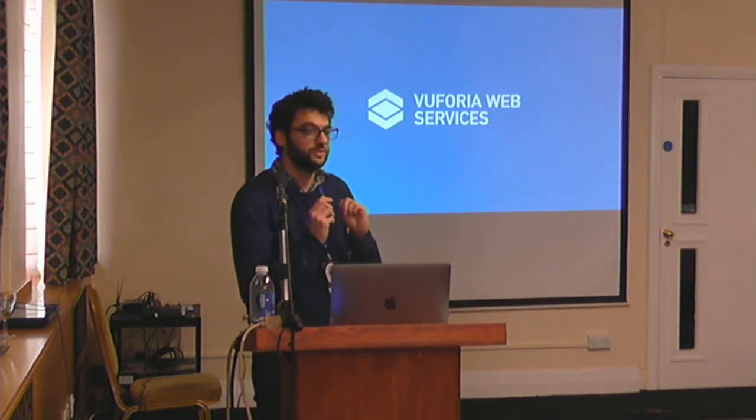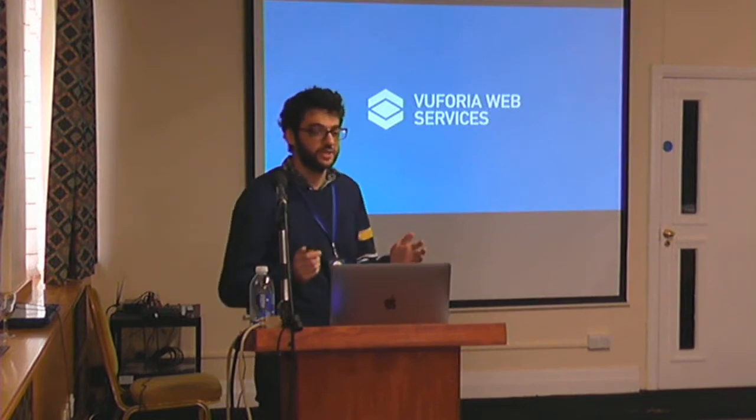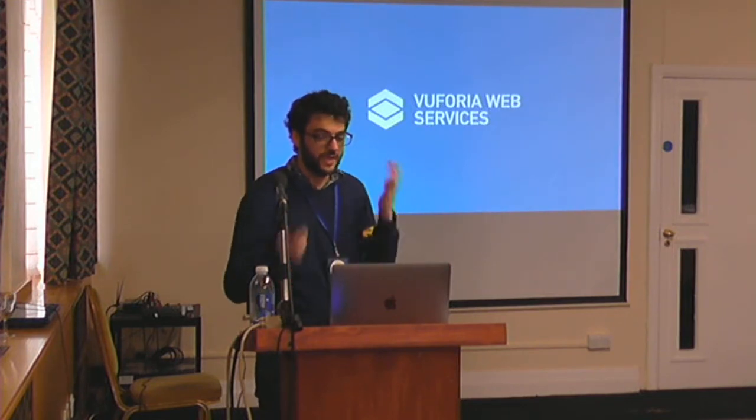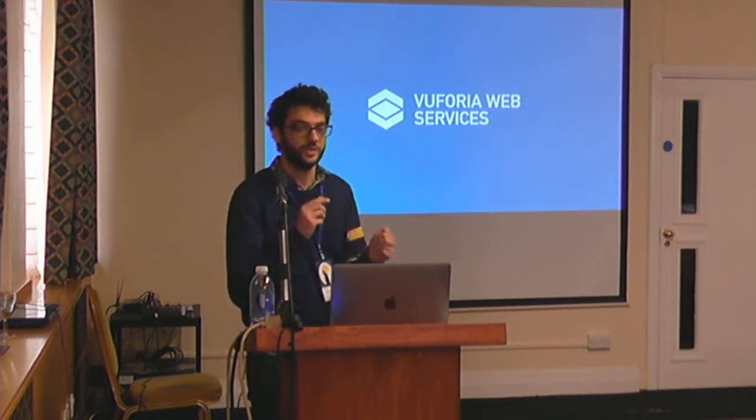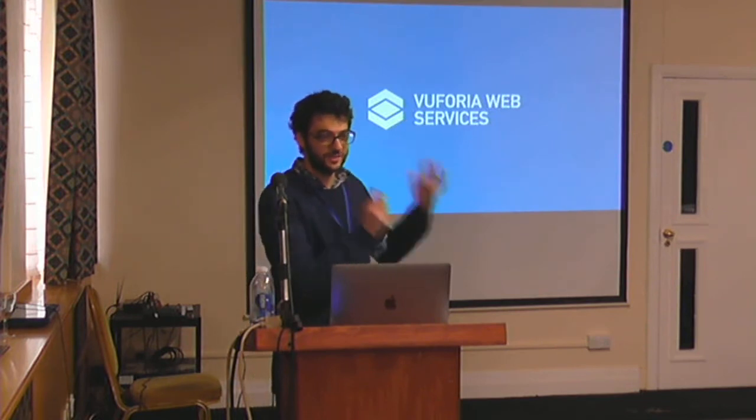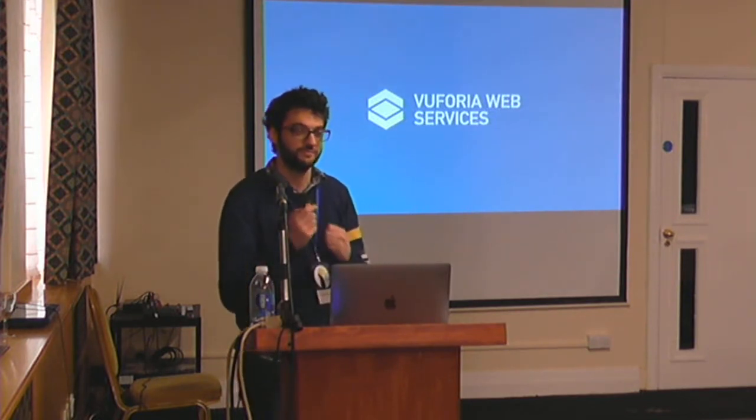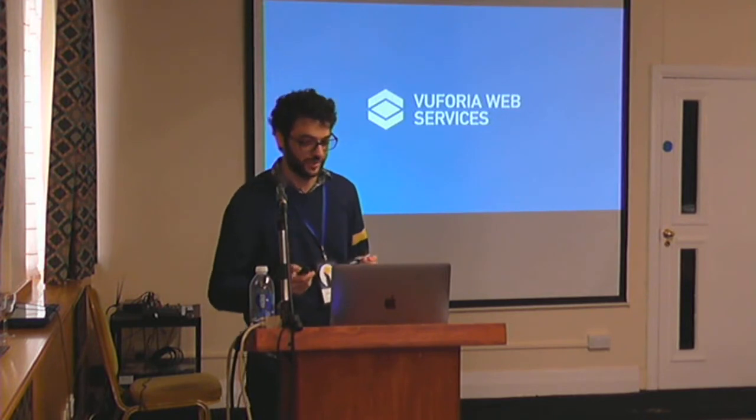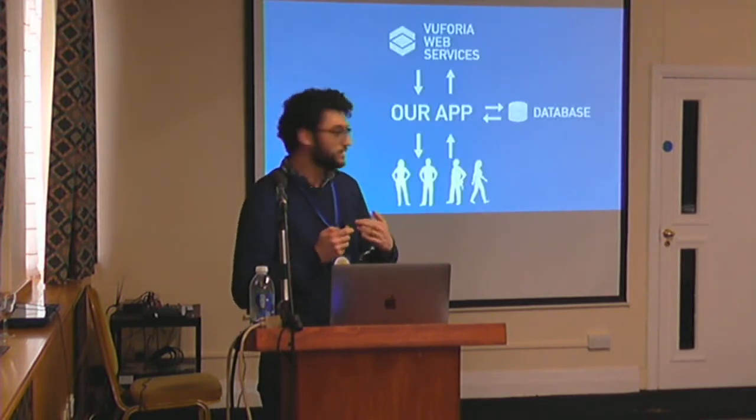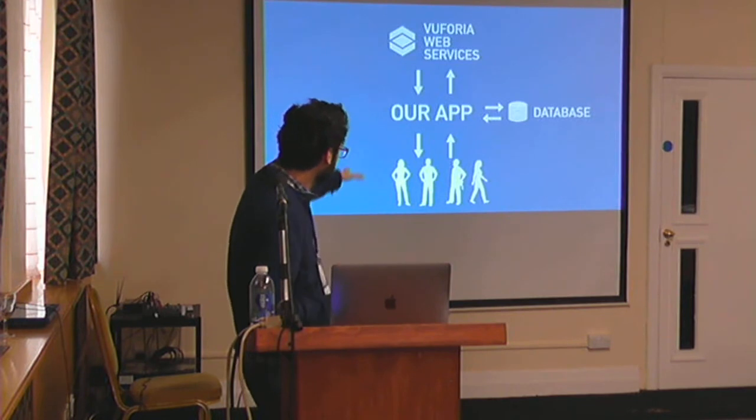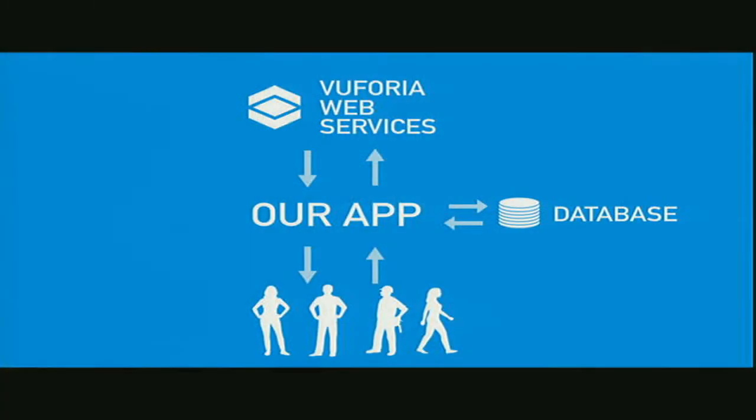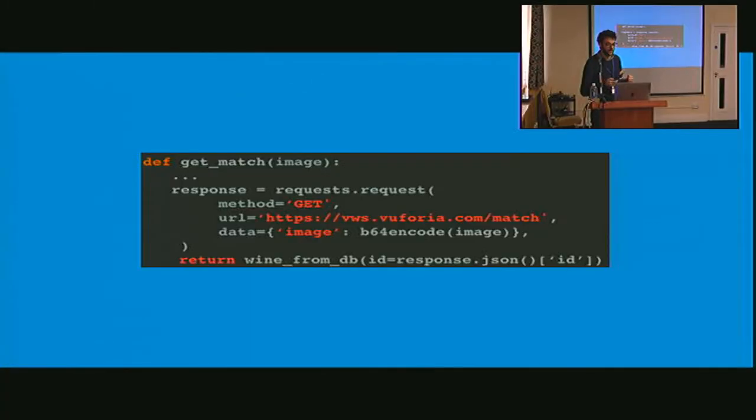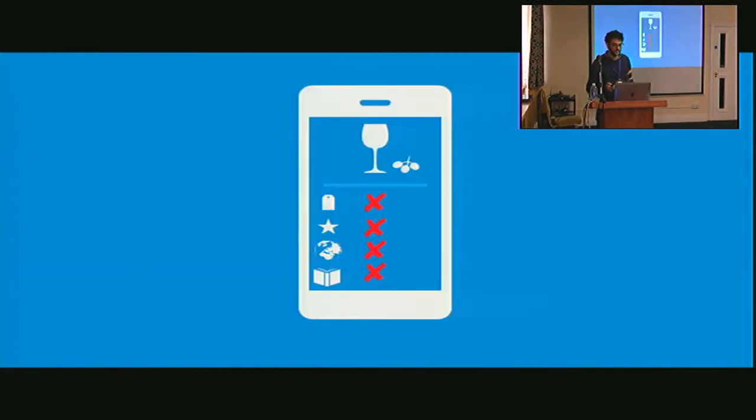Basically what it lets you do is upload a bunch of images to their servers, then they do some magic, and then you can upload one more image, and it will tell you which one from the database of stuff you've already uploaded matches most closely to the one you just uploaded now. And what that meant is that a user could send their wine to us, we'd send it to Vuforia, then Vuforia would give us an ID back, and we'd look up that ID in our database.